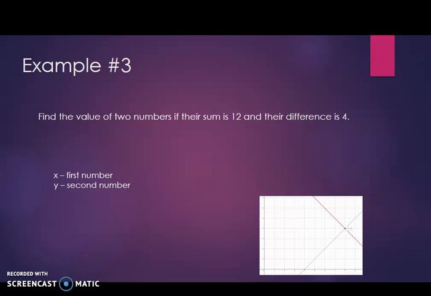So I need to write my first and second equation. Step number 1's done for you. X is going to be the first number. Y is going to be the second number. So we know that the first number and the second number have to add. Their sum is going to be 12. I'm telling you what you should be writing right now. And I know that the same 2 numbers, x and y, have to subtract. The difference is going to equal 4.